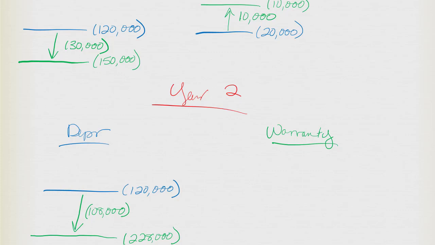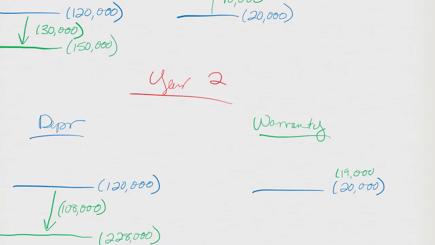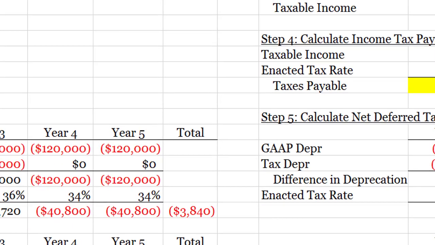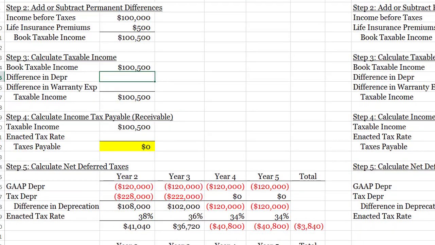For the warranty, my GAAP number, again, is constant because I'm just estimating a set amount each period. So that's GAAP. For tax purposes, I actually paid out $19,000 for warranties. So that's the amount of tax break I can actually get. So to get from GAAP to tax, it's $1,000 and it's positive. So let's go ahead and put those numbers in. We've got a depreciation adjustment of negative $108,000 and a positive $1,000 for our warranty expense.